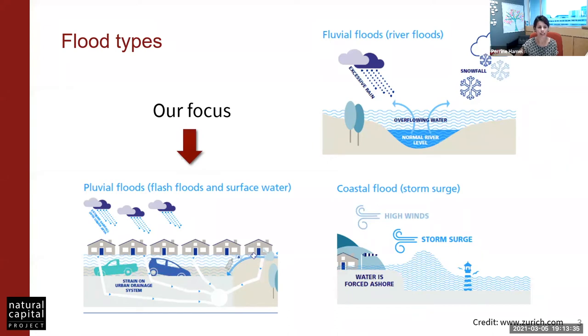The third type of flooding is pluvial flooding, which can be flash floods when there's very intense precipitation, and more generally pluvial or surface water flooding. And this is actually the type of flooding that we are going to focus on today, essentially when there's a lot of precipitation in a short amount of time, and either the soils are saturated or they reach the infiltration capacity, which means that there's too much water produced at the surface of rural or urban areas, and this leads to local flooding. So again, this is the third type of flooding that we're going to focus on and that the model is designed to represent.